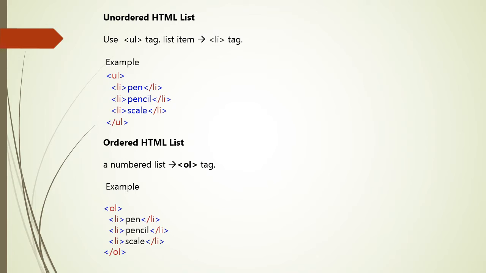Consider, for example, the same list of stationery that you want to create by using ordered list. Then you can do it this way: use OL tag, and in li use all the items like pen, pencil, scale, and close it by slash OL tag.